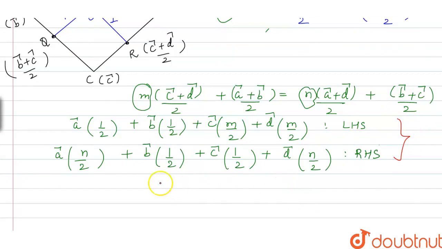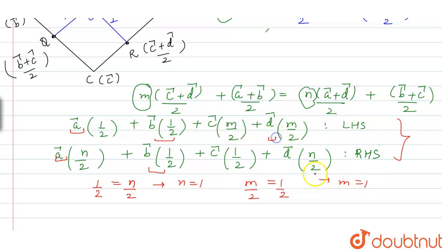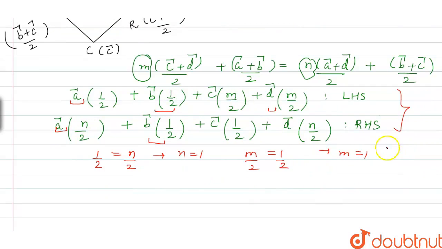Right. So if we compare vector A and vector A, then this becomes 1 by 2 and this becomes n by 2. So from this equation we can say that n is equal to 1. On comparing B, it is the same. On comparing C, it becomes m by 2 equals n by 2. So from this one we can say that m is equal to 1, and on comparing D, it is m by 2 equal to n by 2.